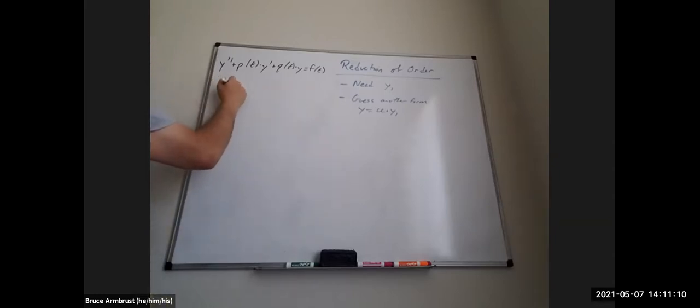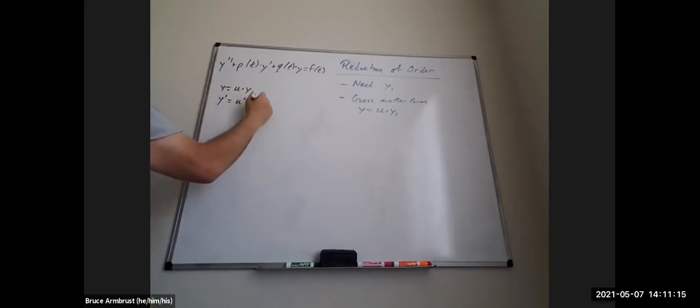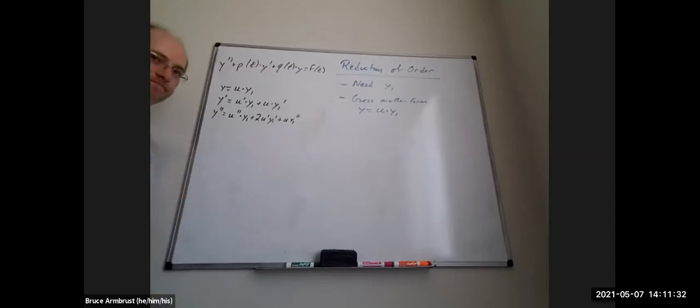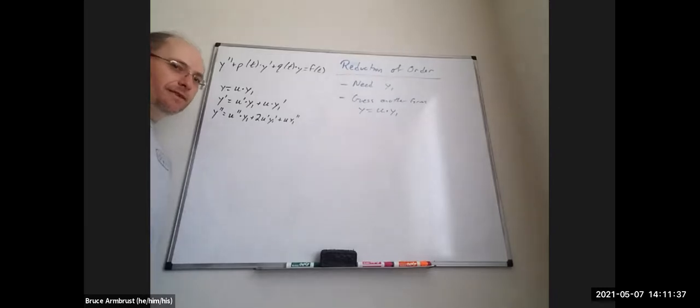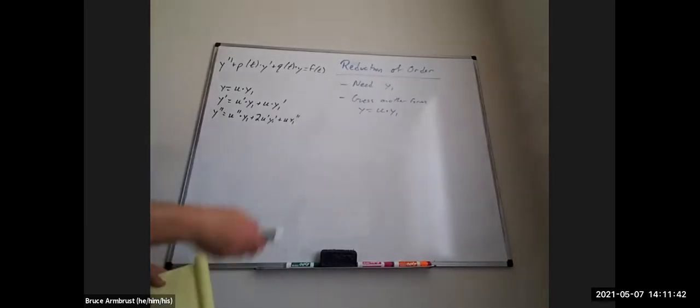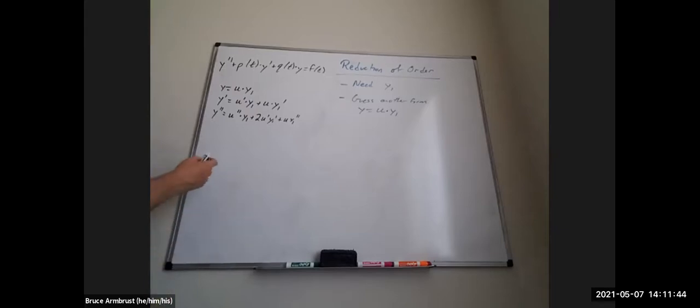So if y is equal to u times y1, then y prime is u prime y1 plus u y1 prime, and y double prime is u double prime y1 plus 2 u prime y1 prime plus u y1 double prime. You've only written this down in your notes a dozen or so times. It's the same thing every time. Okay, so let's put that into the differential equation.